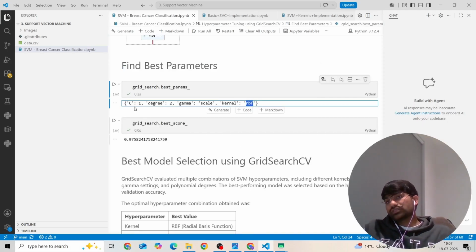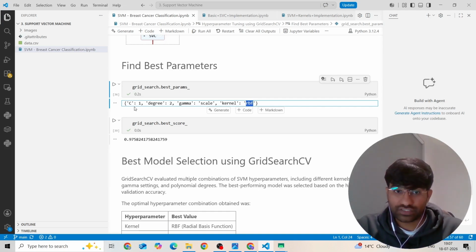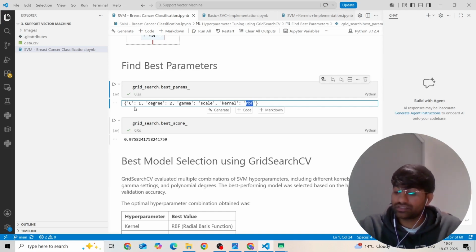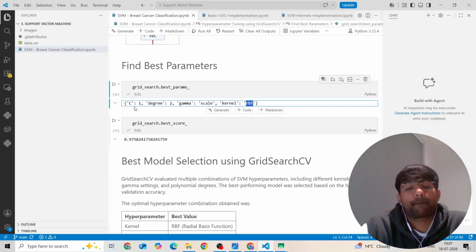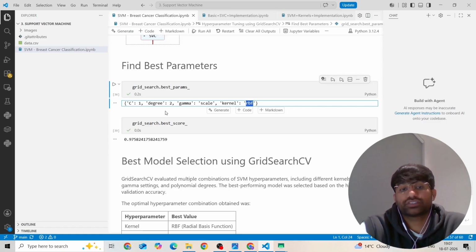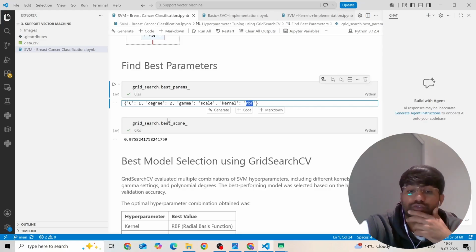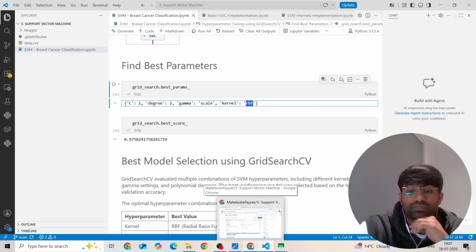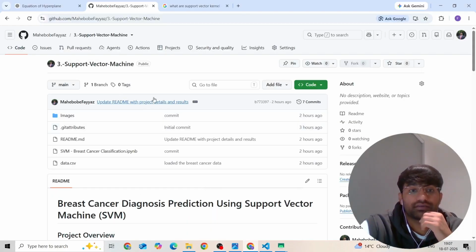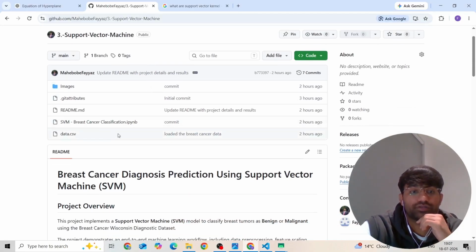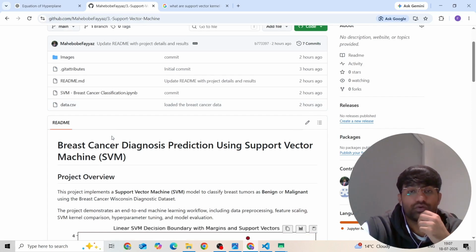So we have covered support vector machine, hyperplane, support vectors, margins, cost function, hinge loss. Then the support vector kernels and how to use those kernels. I have demonstrated the practical implementation. The notebook I have provided here in my GitHub. I have uploaded the notebook, project description, the data, everything. So you can download the notebook from here and practice the code.